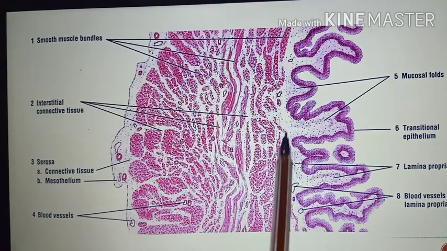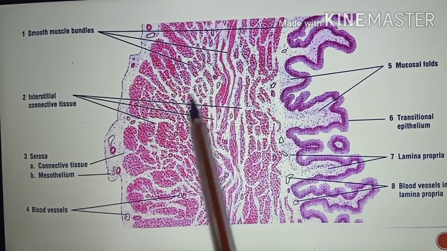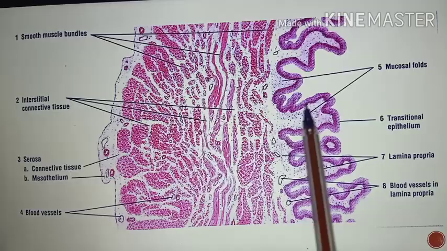The wall of the urinary bladder is made up of 3 layers. Innermost is the mucosal layer, middle is a thick layer of smooth muscle, and outermost layer it is the adventitia or the serous layer. So this is the slide which is showing the urinary bladder. So you can see the layer.